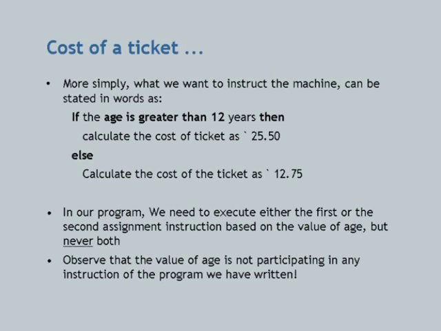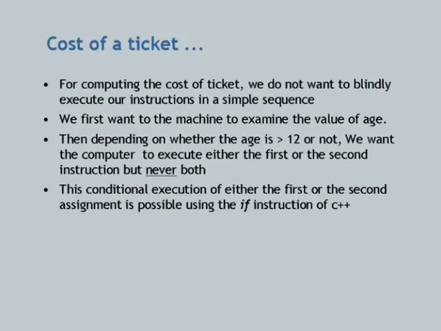And we note that in the program that we have written so far, we are reading the value of H, but we are not using it anyway. So this is the bottom line. We do not want to blindly execute our instructions in the given sequence. We first want the machine to examine the value of H. Then, depending upon whether the age is greater than 12 or not, we want the computer to execute either the first or the second instruction, but never both. And this conditional execution is now possible.